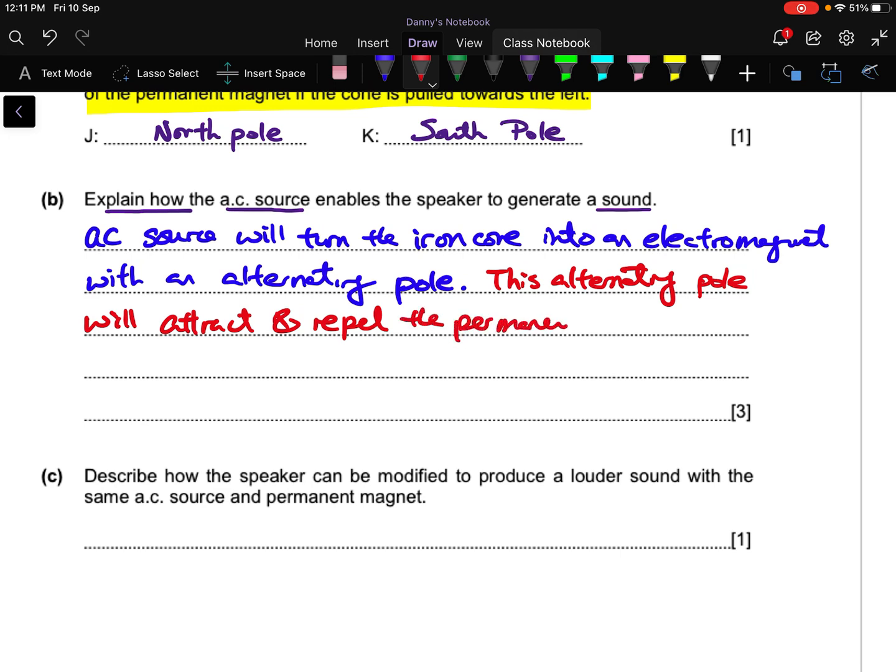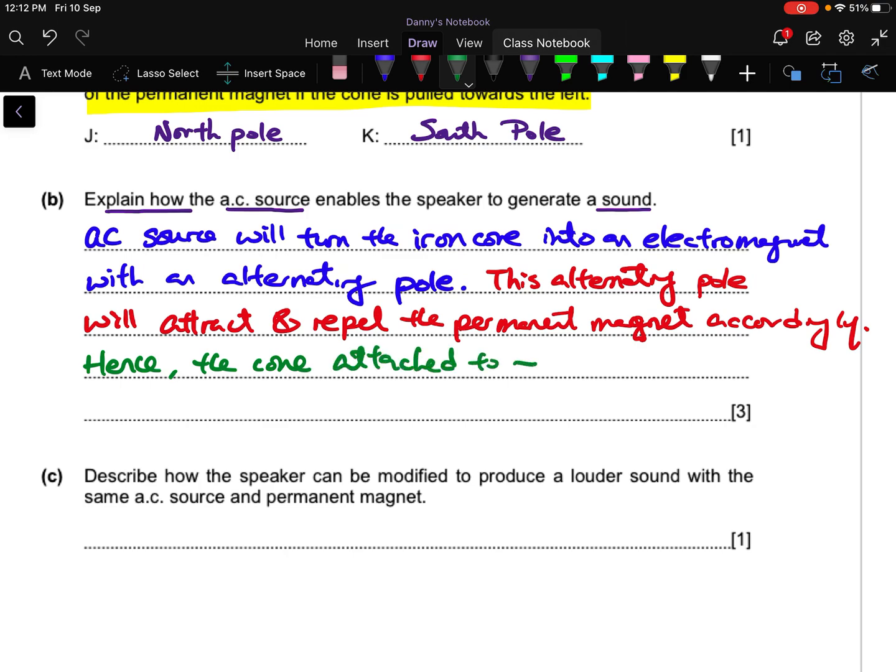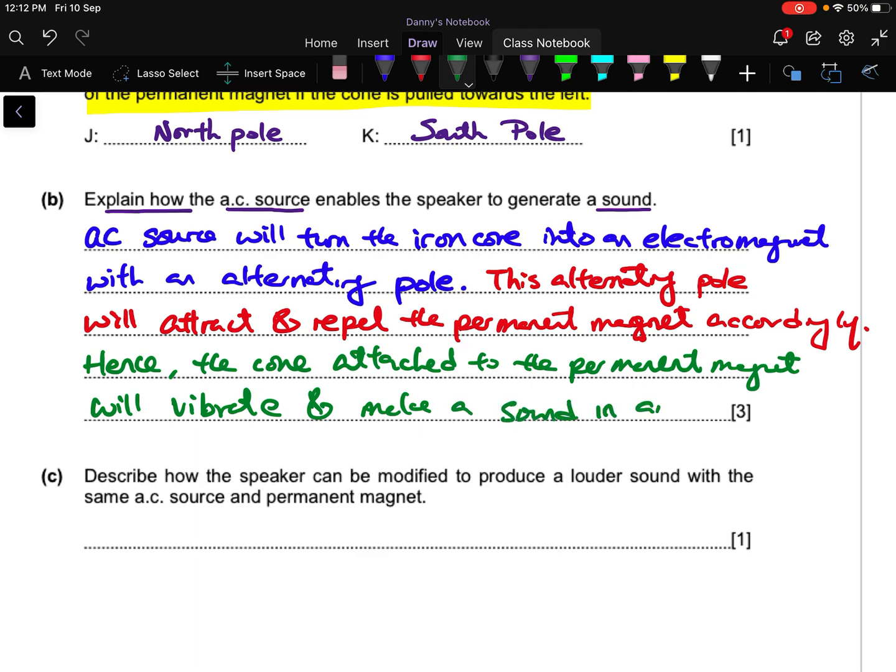So this alternating pole will attract and repel the permanent magnet accordingly. Then after that, the magnet will actually affect the cone, right? So hence, the cone attached to the permanent magnet will vibrate and make a sound in air.